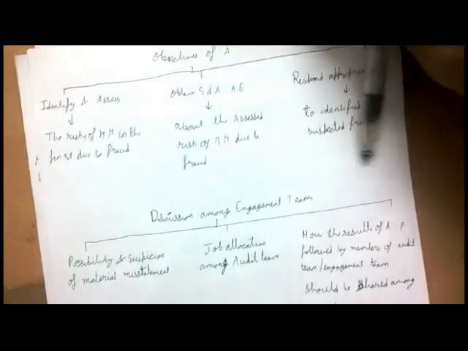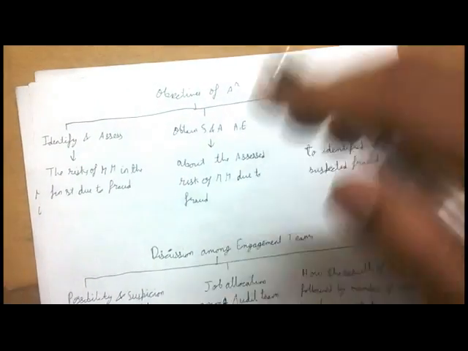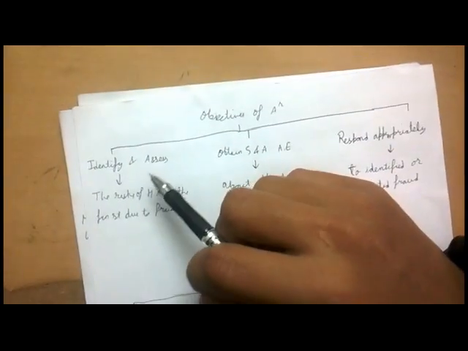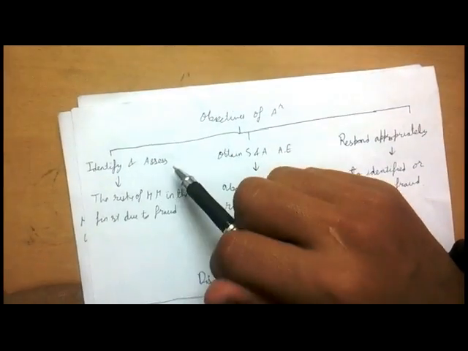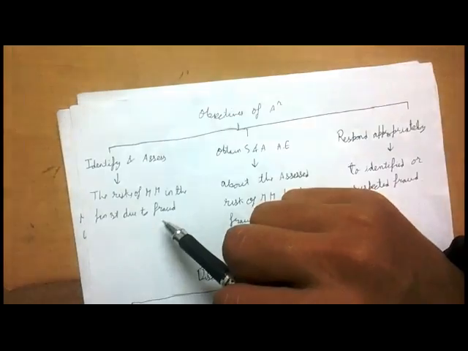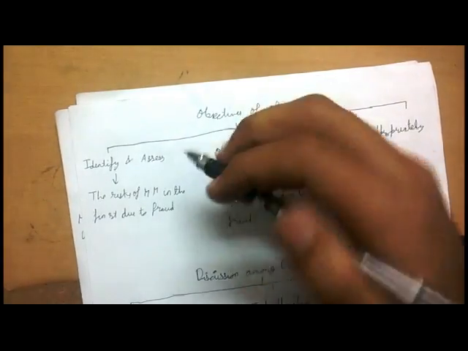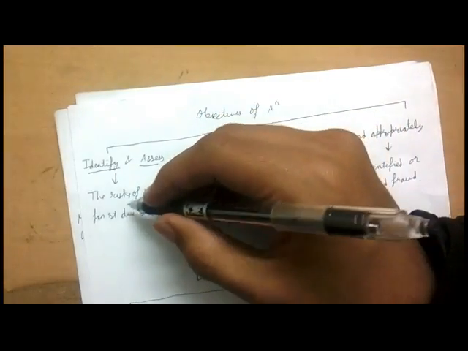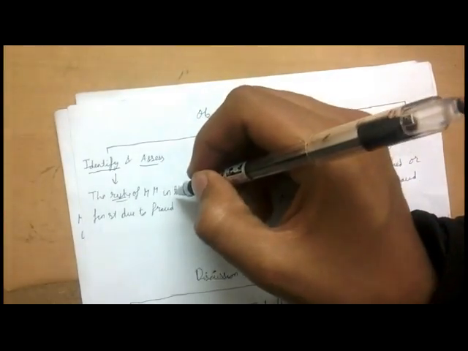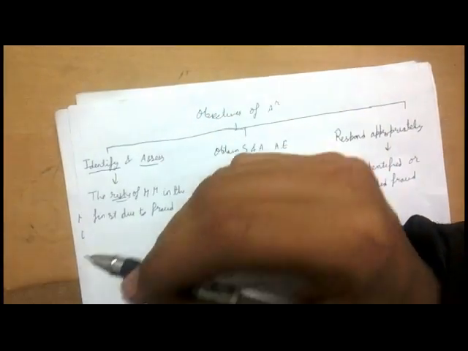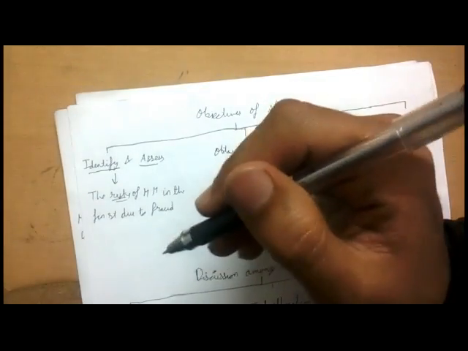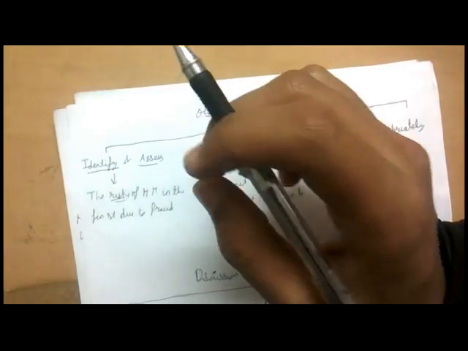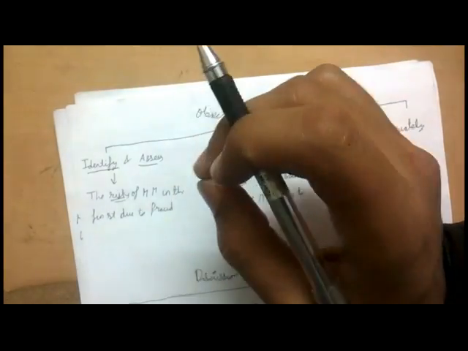Now, what are the objectives of the auditor? The first thing is that the auditor should identify and assess the risk of material misstatement in the financial statements due to fraud. There is a fraud which is giving rise to a material misstatement. First of all, identify this risk, assess this risk.